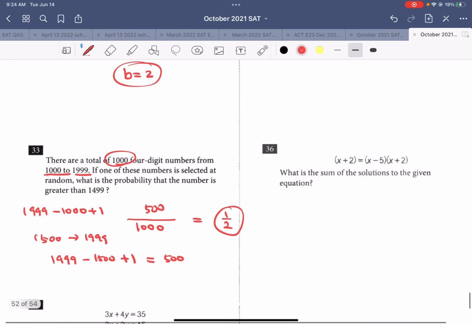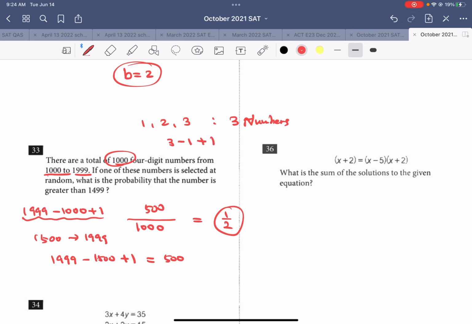So if you think about it, if you don't understand why you add 1, let's say 1, 2, 3. How many numbers are there? Make a small number. So then we know that you have 3 numbers, right? Then you can do 3 minus 1 plus 1. So that is 3.